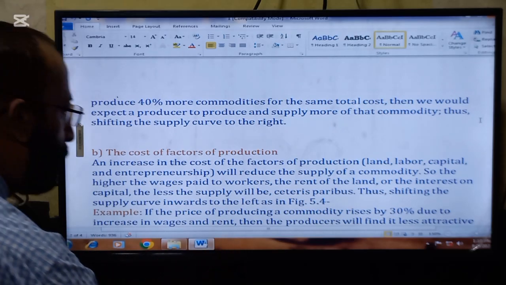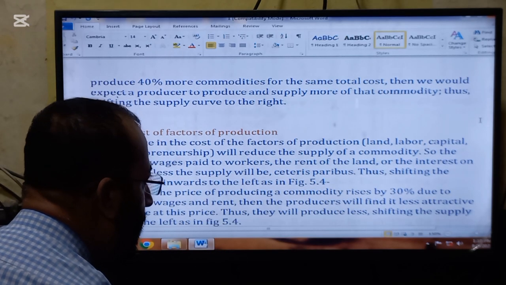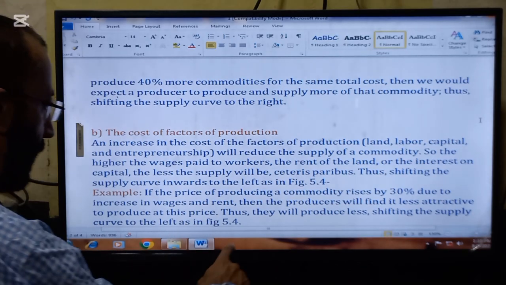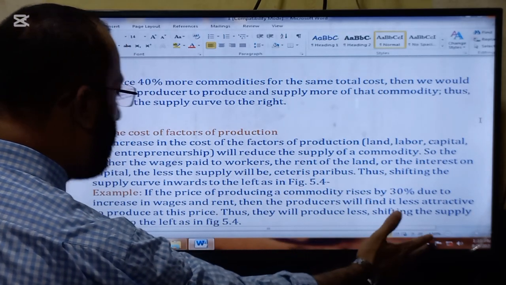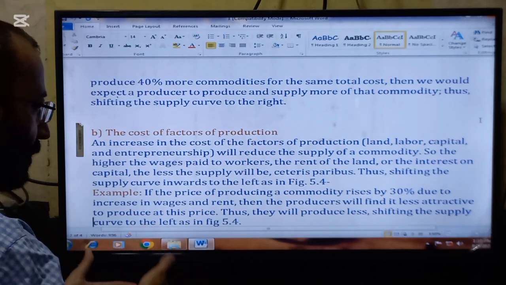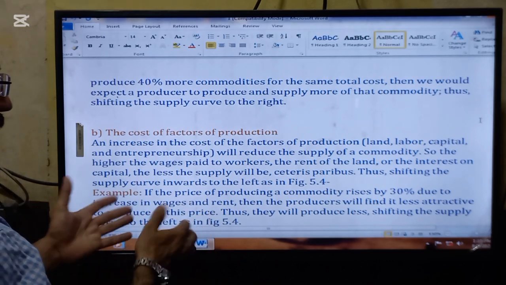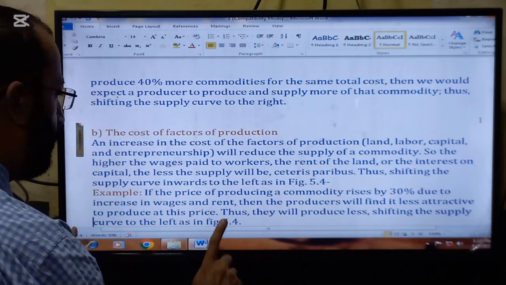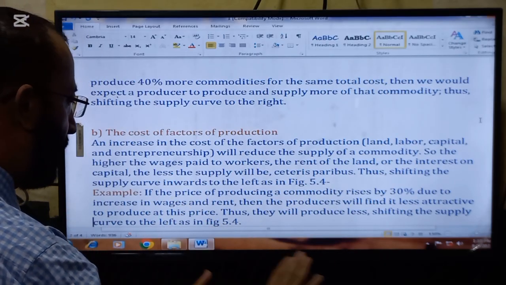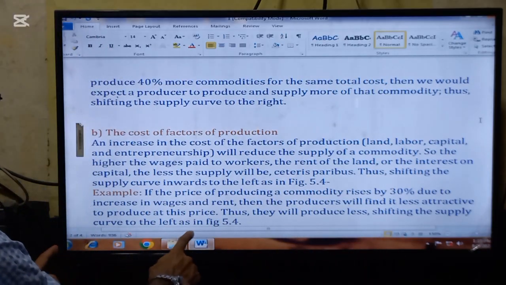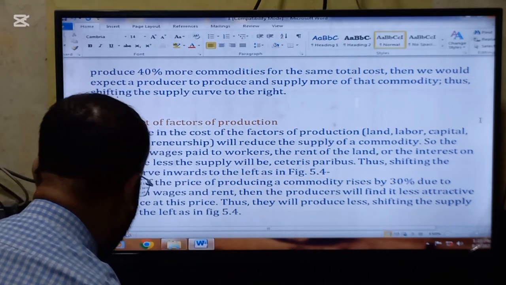Example is here. If the price of producing a commodity rises by 30% due to increase in the wages and rent, then the producers will find it less attractive to produce at this price because the cost of the production is getting higher and the sale price remains the same. So definitely the producers will supply less. Thus they will produce less, shifting the supply curve to the left as in figure 5.4.